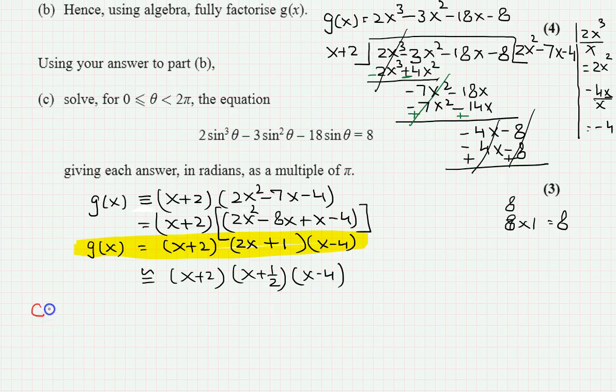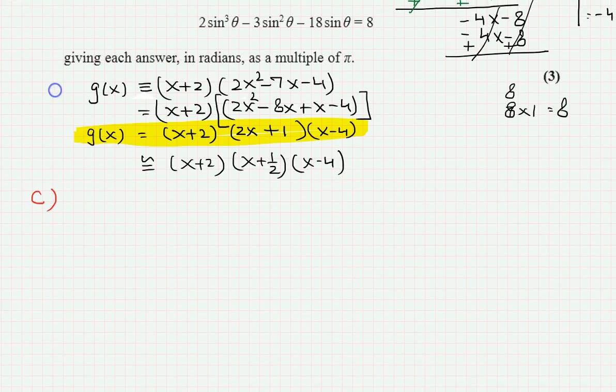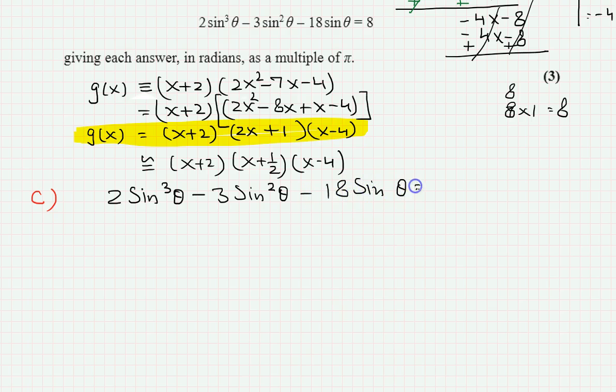Now part C. Solve for theta greater than or equal to 0 and less than 2 pi the equation 2 sine cube theta minus 3 sine square theta minus 18 sine theta is equal to 8. So the equation is 2 sine cube theta minus 3 sine square theta minus 18 sine theta is equal to 8.